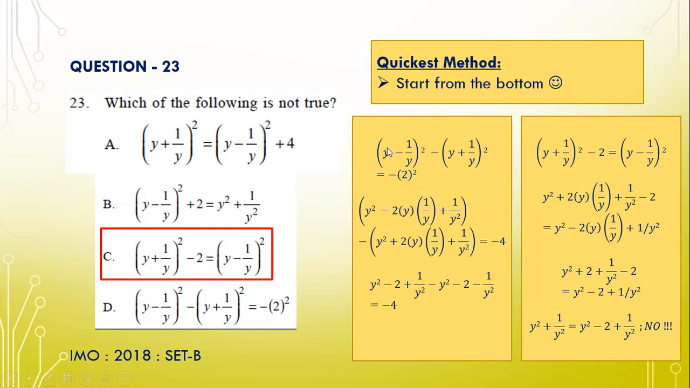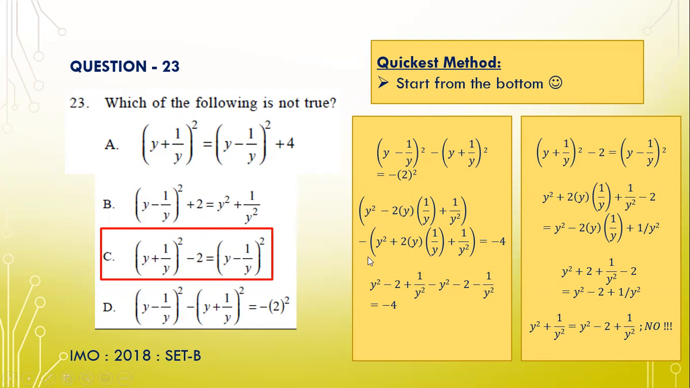So let's see. What is A minus B whole square? It is A square minus 2AB plus B square. So Y square minus 2 into Y into 1 upon Y plus 1 upon Y whole square, isn't it? Minus, A plus B, Y plus 1 upon Y square. What is A plus B whole square? It is A square plus 2AB plus B square. So it is Y square plus 2 into Y into 1 upon Y plus 1 upon Y square is equal to minus of 2 raised to 4. What is 2 raised to 4? 2 raised to 2 is 4, which is minus 4.